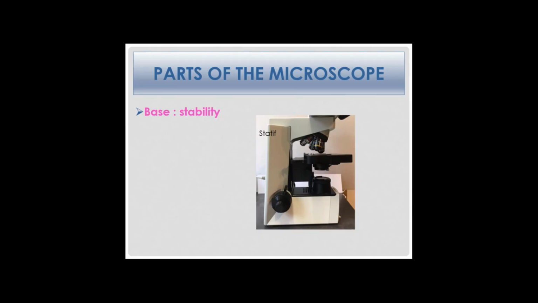To start with, we look at the base of the microscope, which gives it the stability that it needs. The body of the microscope has to be sufficiently heavy to give it stability. Another important part of the microscope body is the fine and coarse focus knobs that you can see here. The coarse focus knob here allows a generalized focus of the image. The fine focus knob here adjusts to provide you with detailed information.